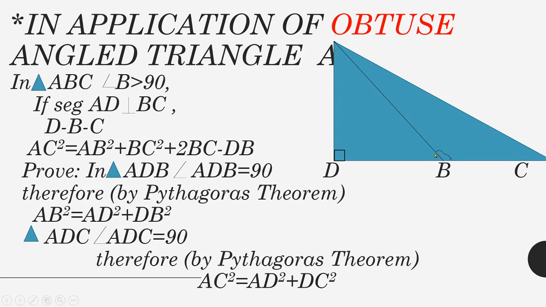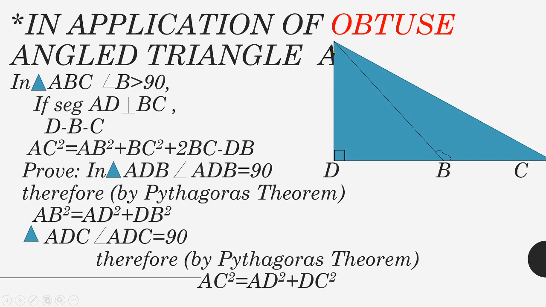Here B is an obtuse angle. The opposite side of the obtuse angle is AC. The relation between AC and the remaining two sides AB and BC is AC square is equal to AB square plus BC square plus 2BC into DB. This is a plus sign. So now we are going to see the relation between the side opposite the obtuse angle and the remaining two sides.